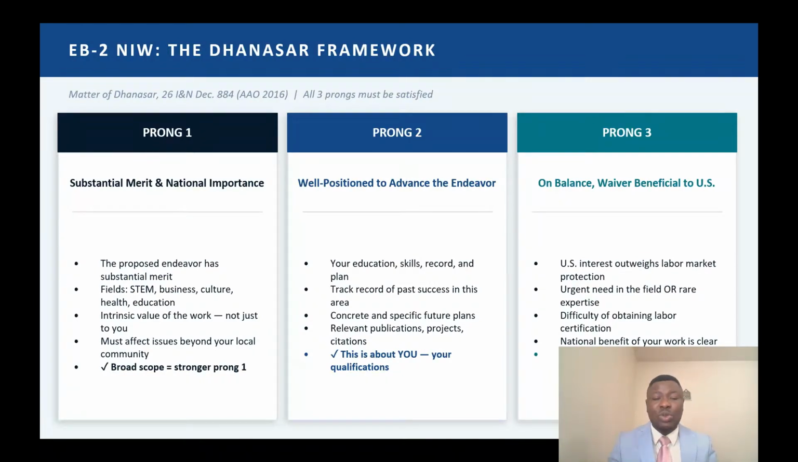So they want to see concrete and specific future plans. Do you have relevant publications? Do you have projects that you have engaged in? And do you have citations? This is about you and your qualifications. So the first part is about what you want to do, its substantial merit and its national importance. The second part is about you. Do you have the qualifications to do this thing that you want to do?